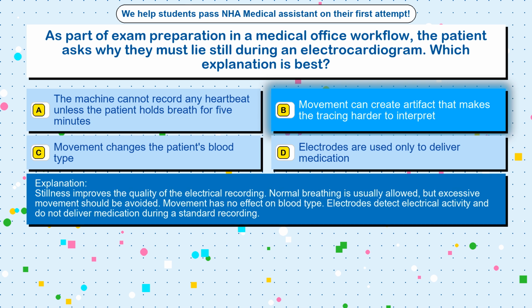Stillness improves the quality of the electrical recording. Normal breathing is usually allowed, but excessive movement should be avoided. Movement has no effect on blood type. Electrodes detect electrical activity and do not deliver medication during a standard recording.